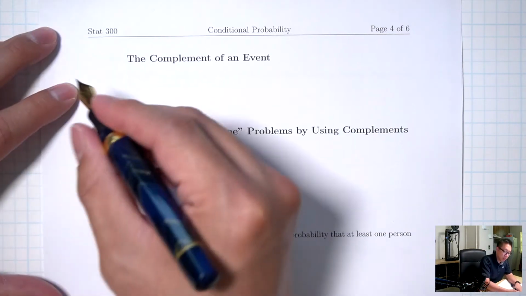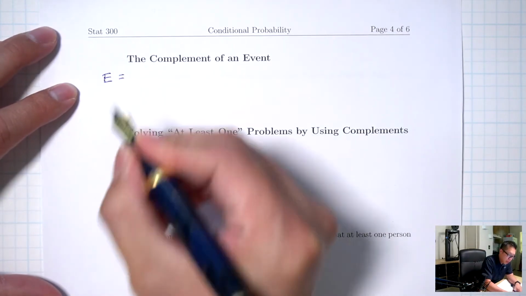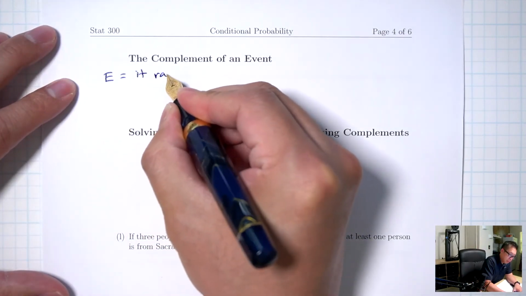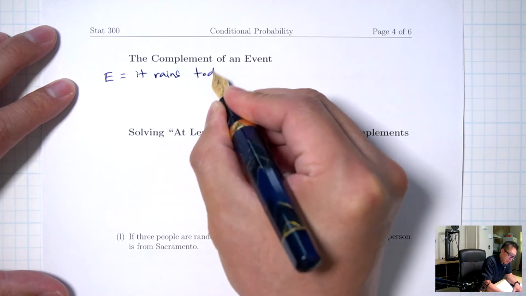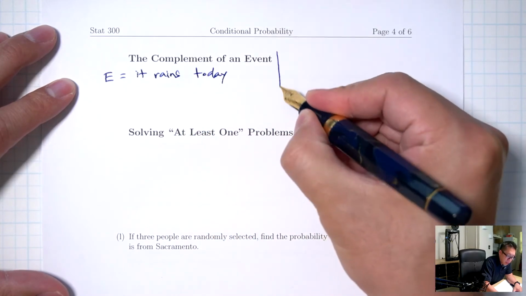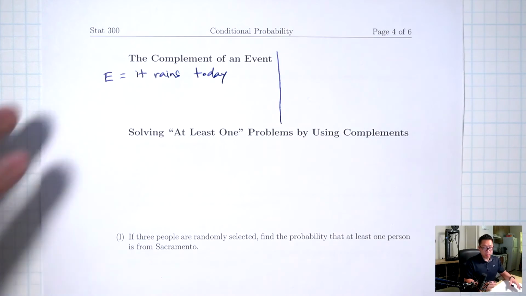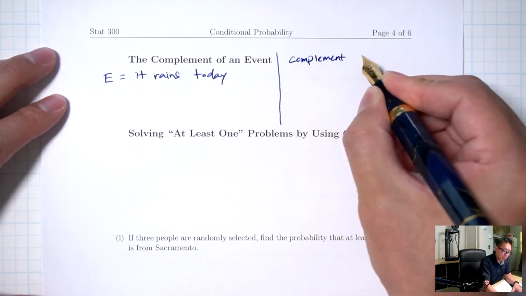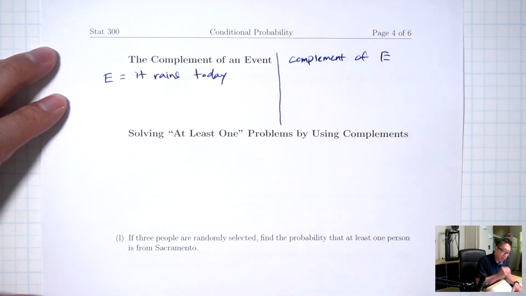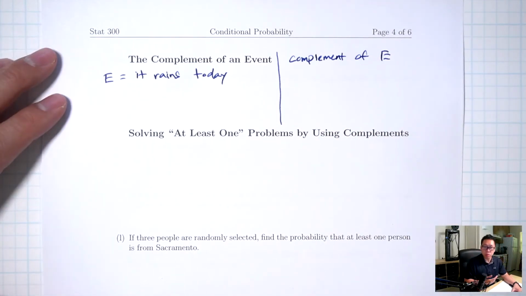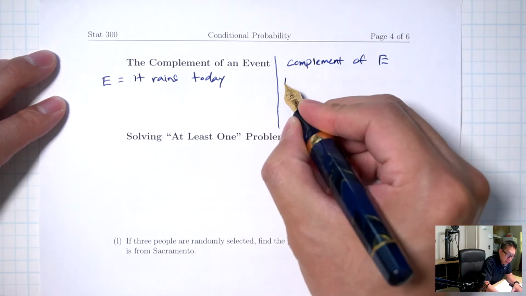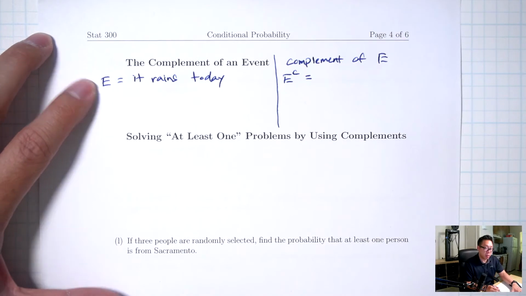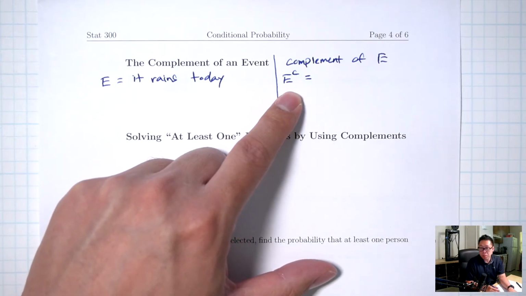Say I have an event E, and E stands for it rains today. What would be the complement of E? The symbol for complement is the same one we use for sets. It's going to be E with a superscript of C. If E means it rains today, then E complement means it does not rain today.